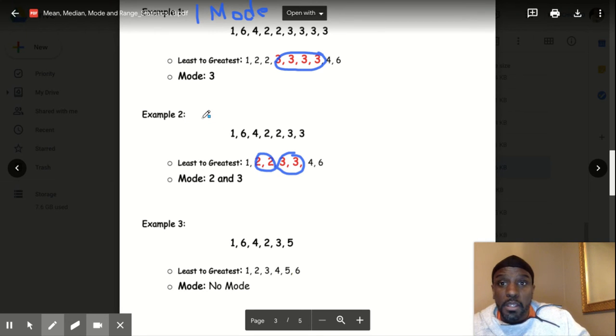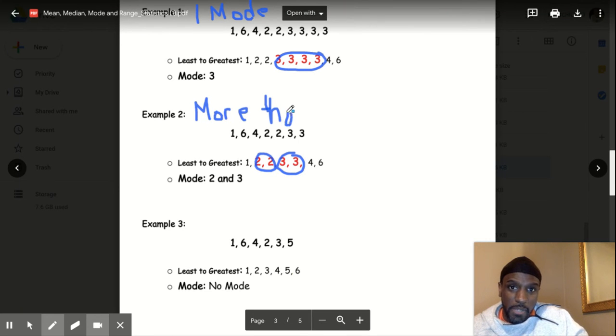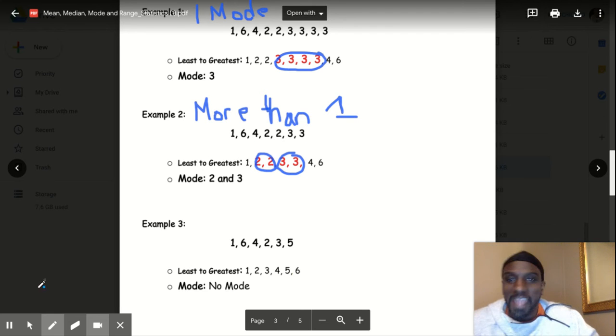So here, this has more than one mode. This is how you write it when you have more than one mode. And Mr. Hunt is struggling with this little stencil here. Bear with me. I'm writing worse on this thing than I did in class. More than one. Okay, now here we go.